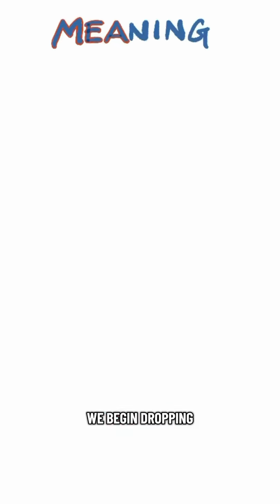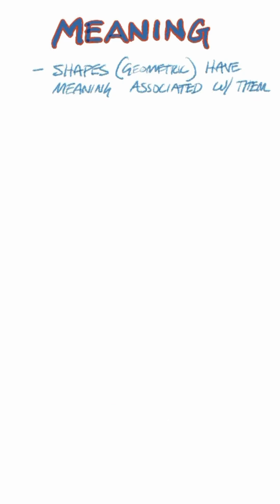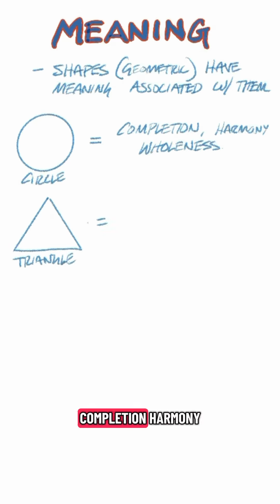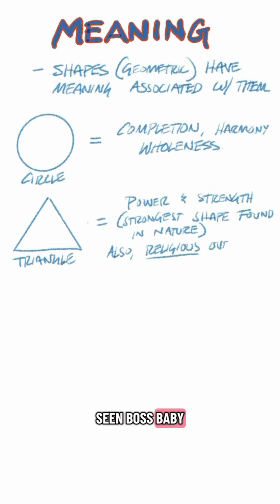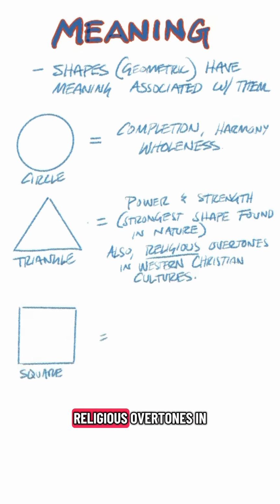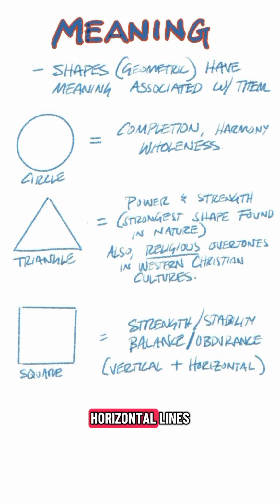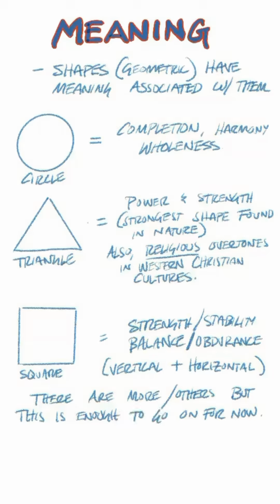Before we begin dropping shapes into our compositions, it's important to understand that shapes have embodied meaning to them. So something like a circle, for instance, embodies the spirit of completion, harmony, wholeness. Triangles, power and strength. And if you've seen Boss Baby, you know that they are the strongest shape found in nature. Also, they carry a lot of religious overtones in Western Christian cultures. Squares as combinations of vertical and horizontal lines kind of embody a lot of those same qualities as well. There are lots more, but we're just going to focus on these three for today.